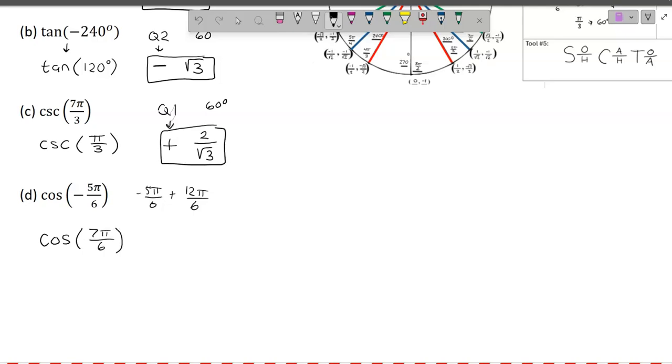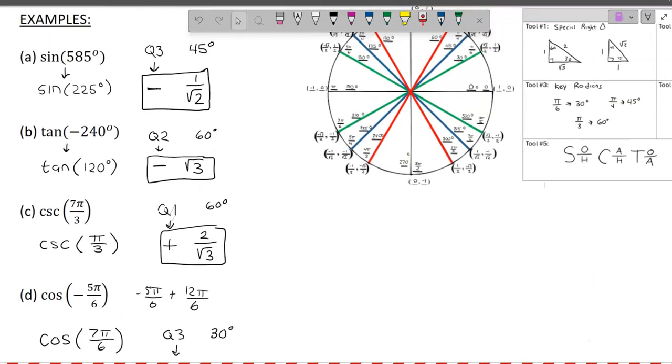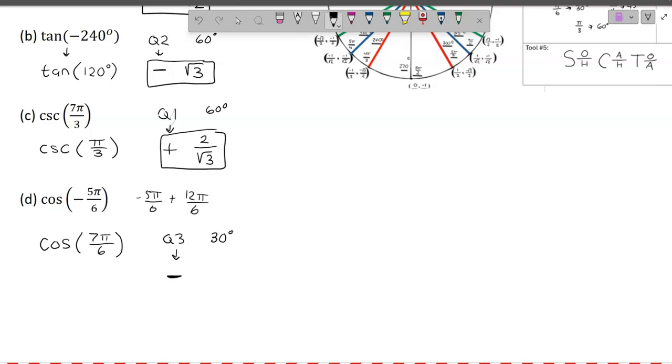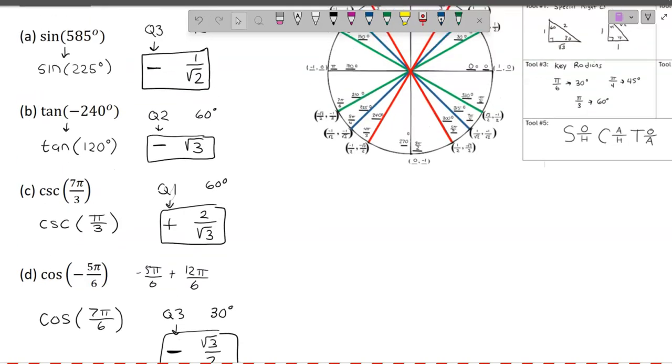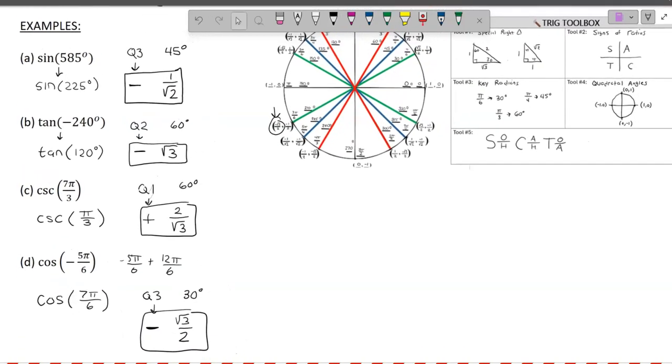And just like all the others, I'm using the toolbox here, this is going to be in quadrant 3. Cosine is negative in quadrant 3. And then 7 pi over 6 has a reference angle of, what's that, 30 degrees it looks like? Because it's over 6. And so the cosine of 30 is root 3 over 2. And there we have it, negative root 3 over 2. And just in case you wanted to confirm, there's the x value right there of 7 pi over 6. So we can confirm that that's the correct answer as well.